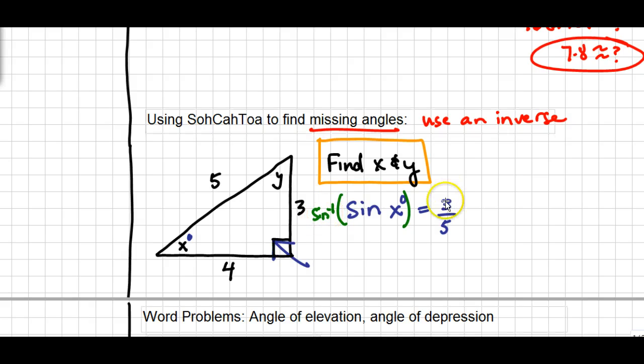Let's move our fraction over a bit so that we've got some room to put in the inverse command. So I'm going to say inverse sine and then my 3/5. The 3/5 was there, I just slid it over a little bit. On this side, the inverse sine and its original function will cancel. Over here I just type in inverse sine of 3/5.